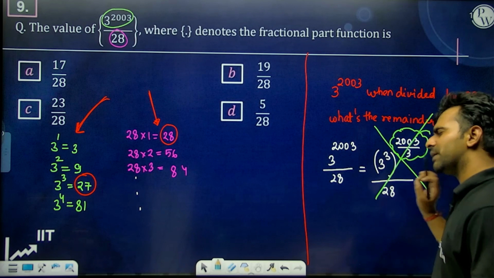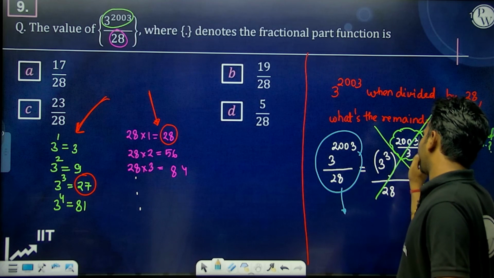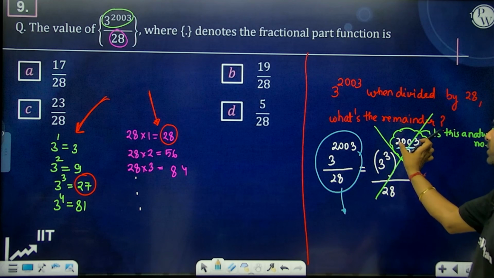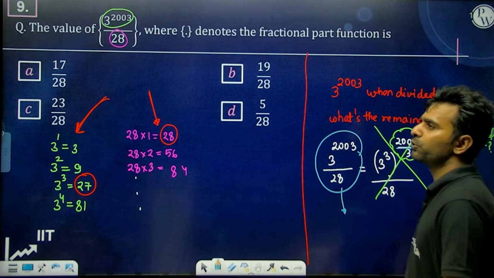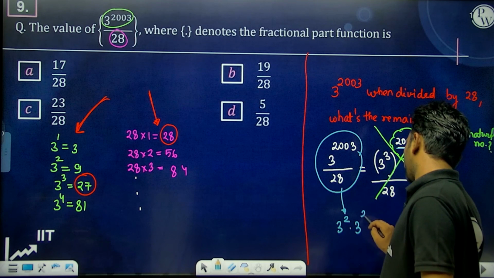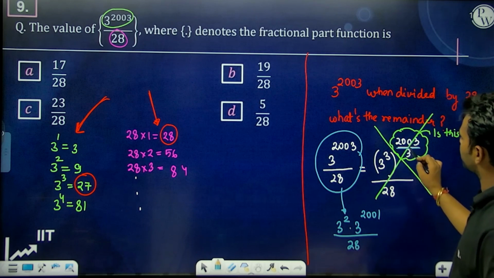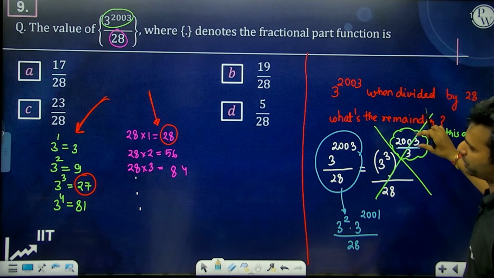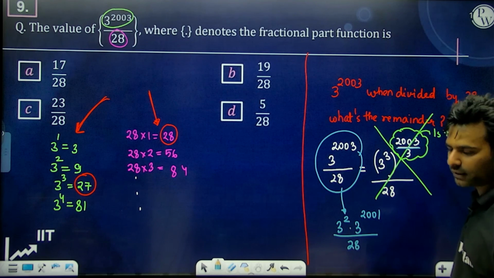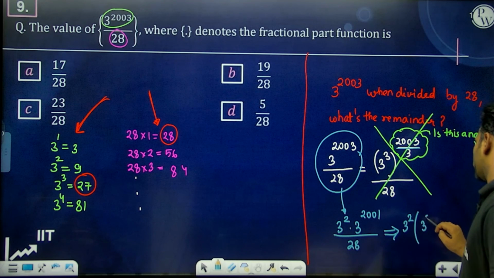Rather, you will do some small change. You first have to find out which number is exactly divisible by 3 just before the power 2003. So the number is going to be 2001. So you will first write down the given question like this. Why have we taken 2001? Because just before 2003, the number divisible by 3 is 2001. That's why.